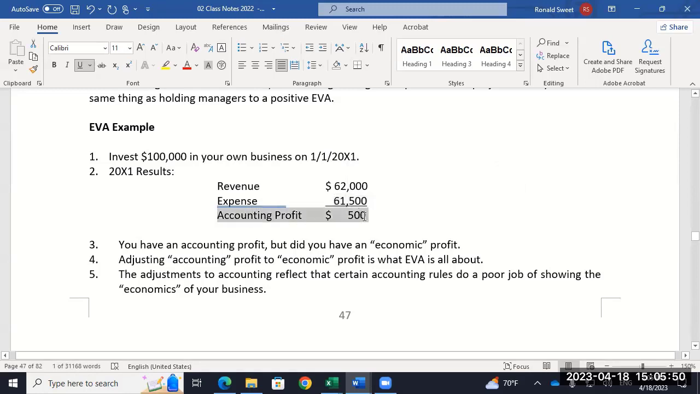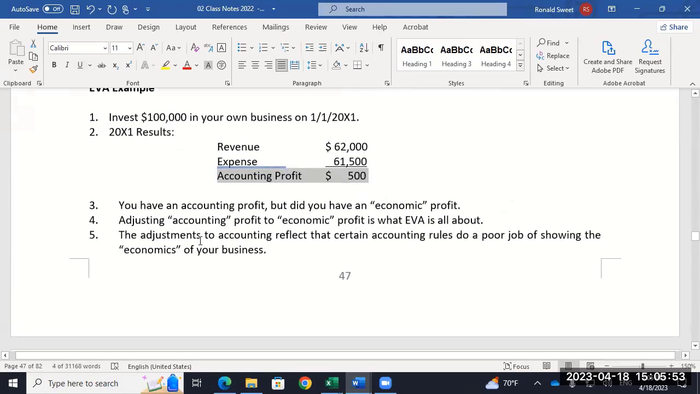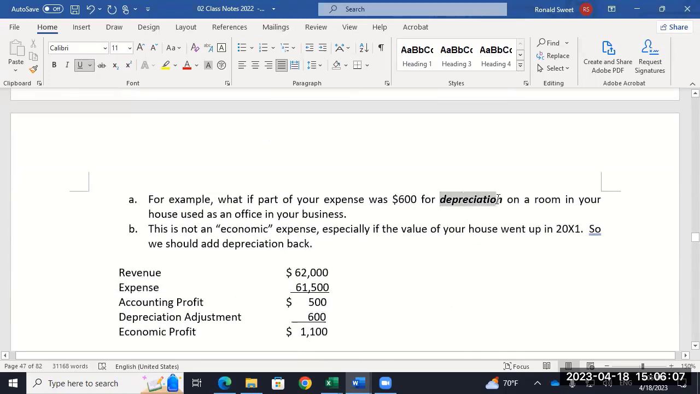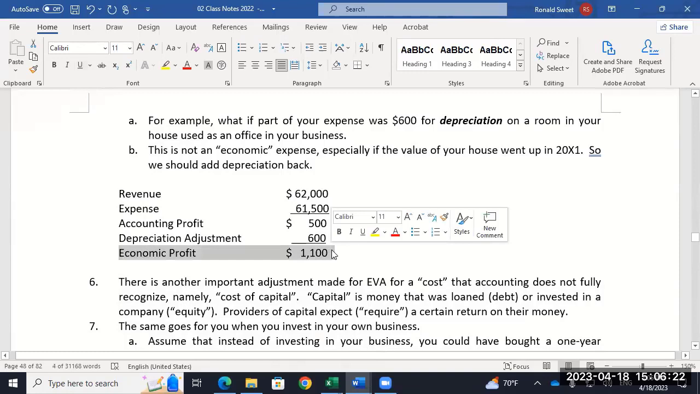But that's your accounting profit. Did you have an economic profit? So the goal is what's in the revenue or in the expense that's not really economic. So we want to adjust this so that we go from an accounting profit to an economic profit. So a good example might be depreciation. Depreciation, that's not really an economic number. That's just a random number that we expense something over time. So let's add depreciation back. And let's call that our economic profit. And that really is the only adjustment we're going to make.